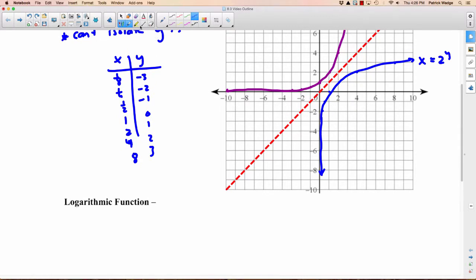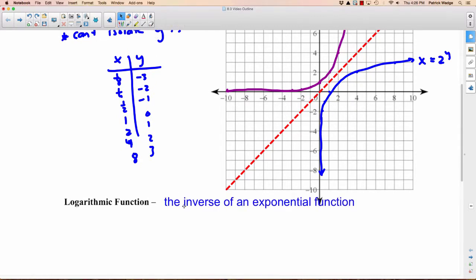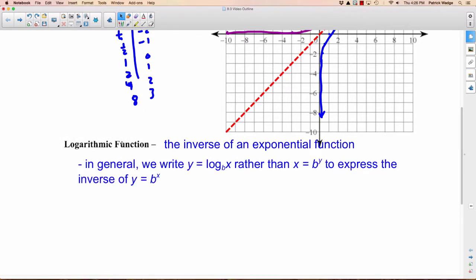Basically, a logarithmic function is simply the inverse of an exponential function. In general, we write y equals the base b logarithm of x, rather than x equals b to the y, to express the inverse of y equals b to the x. So this is the key right here. This is what we like to write.